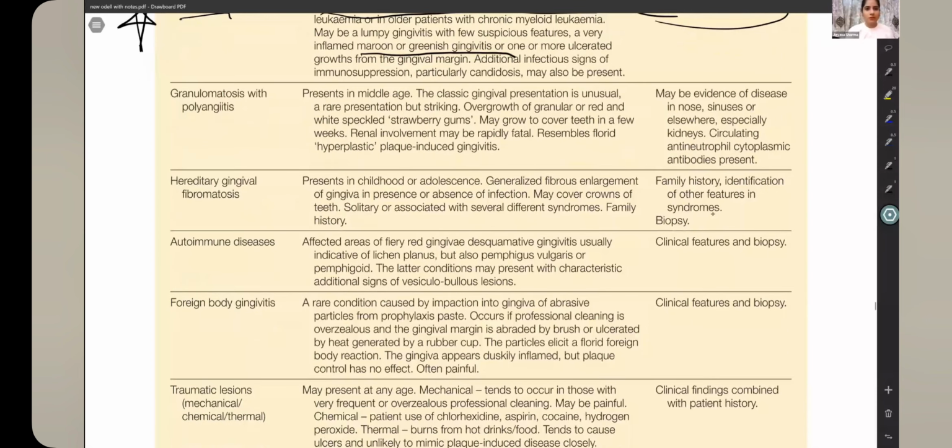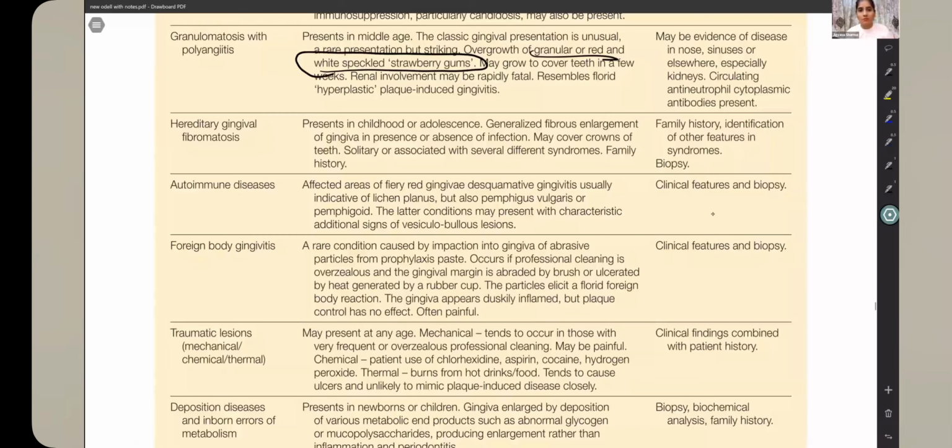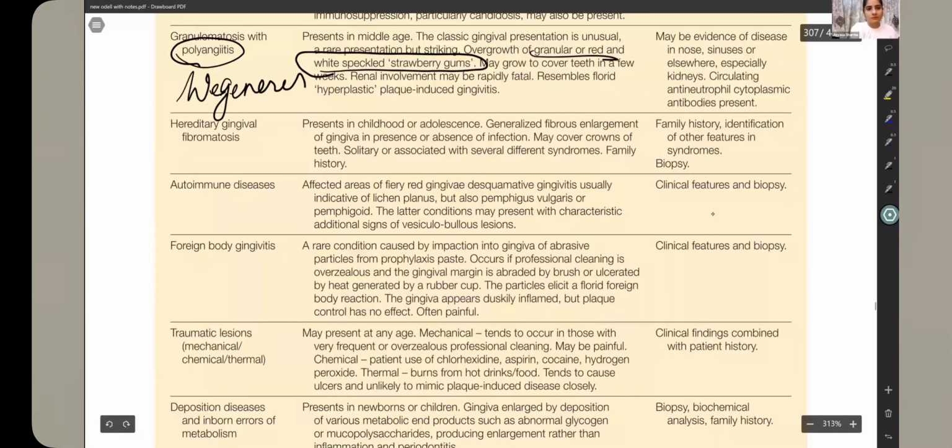Then you can have granulomatosis with polyangiitis, not really important, but you can have granular or red, white speckled strawberry gums. This is asked as an MCQ. So Wegener's granulomatosis, also known for your strawberry gums, is granulomatosis with polyangiitis. It also involves blood vessels, and that's why the blood vessels proliferate. It gives you enlargement. So, Wegener's granulomatosis.